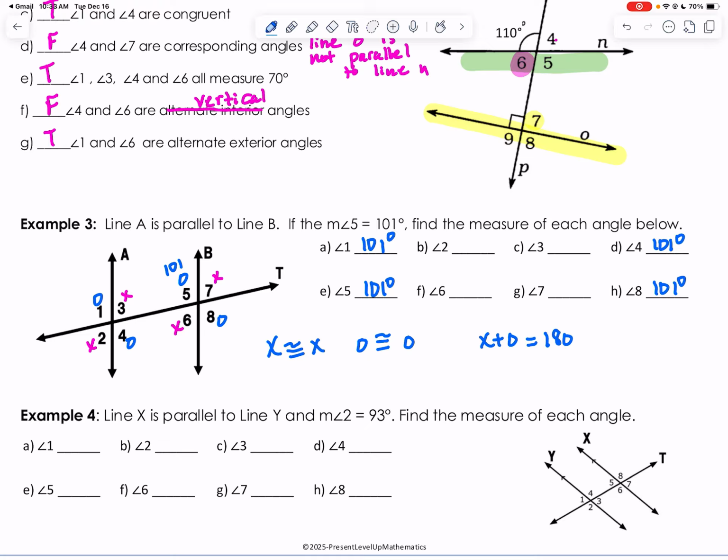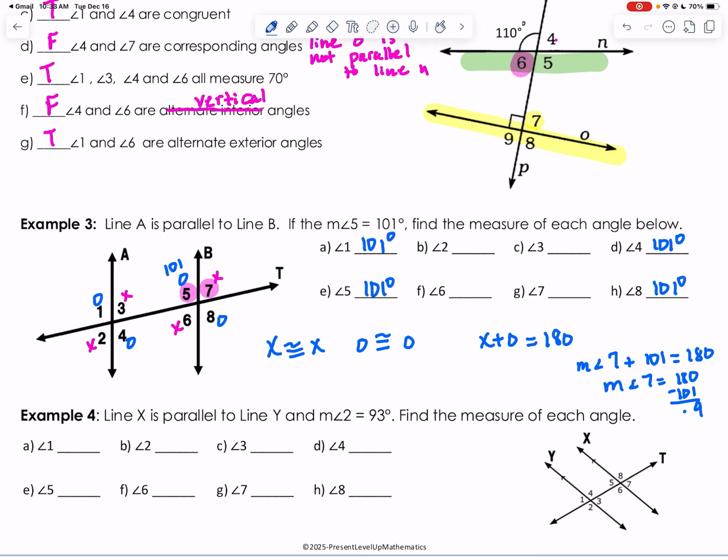Now, I also know that X plus O is equal to 180. So let me highlight this. I know that angle 5 plus angle 7, one of them's an X and one of them's an O, they equal 180. So what that means is, oh, I want a pen. Let me write this down. The measure of angle 7 plus 101 is equal to 180. So the measure of angle 7 is equal to 180 minus 101.